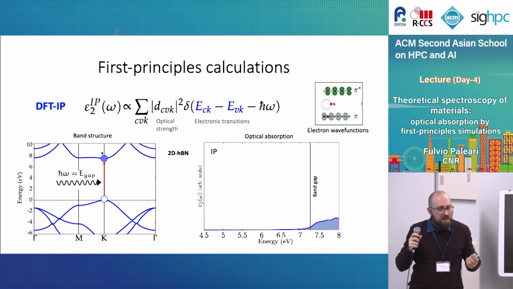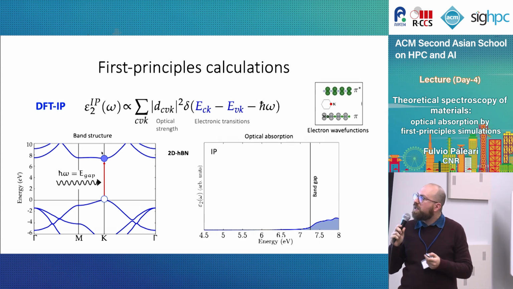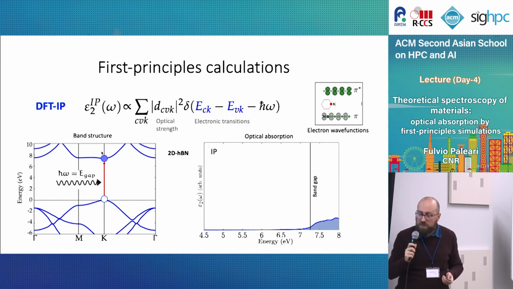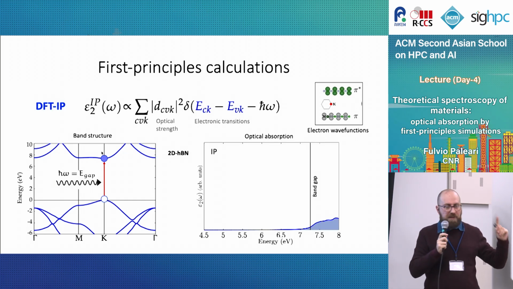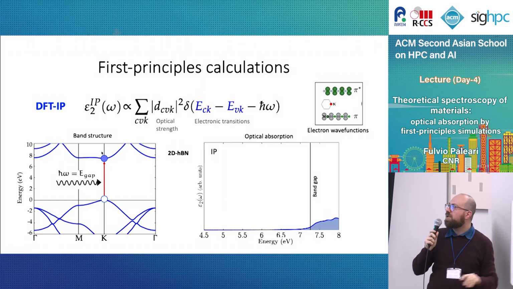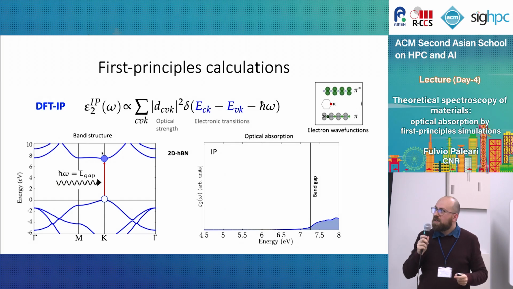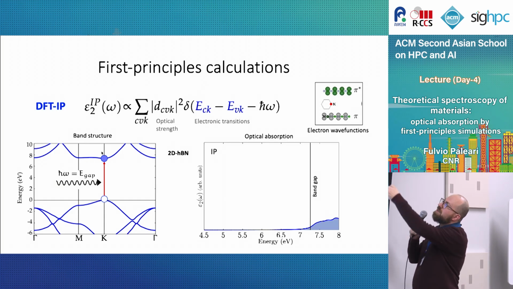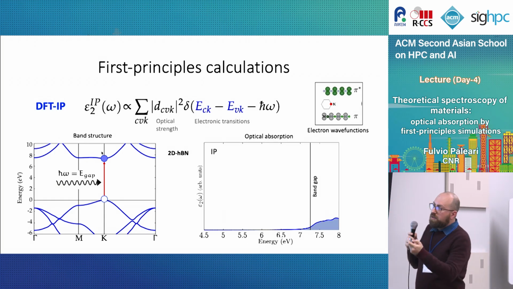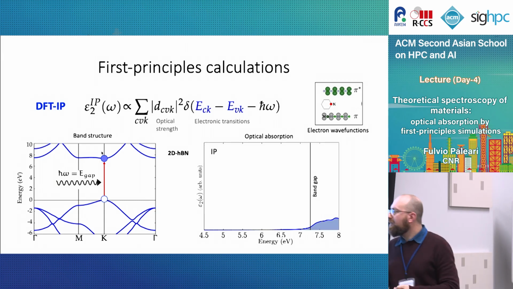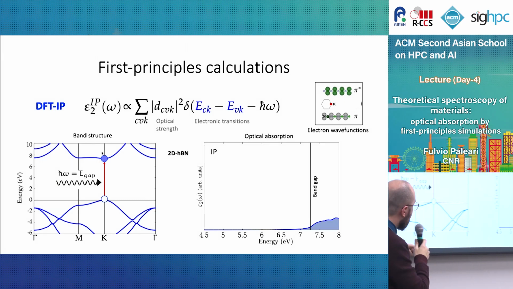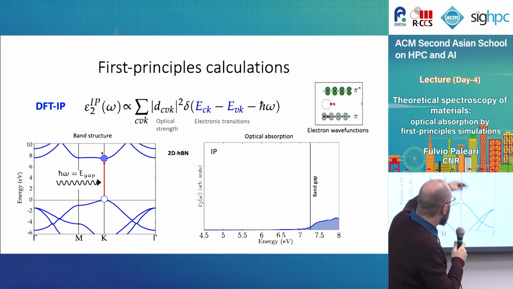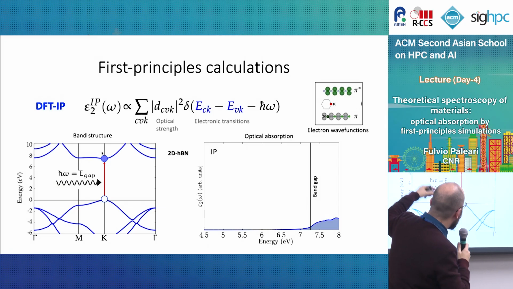What do we get then? Well, this is a calculation of the optical absorption spectrum in the independent particle approximation, so it's the first one that I showed, with no electron-hole interaction. Again, for the system that we are using as example, which is monolayer hexagonal boron nitride, which is this one. So here we are describing the transitions from valence to conduction because of absorption of a photon.